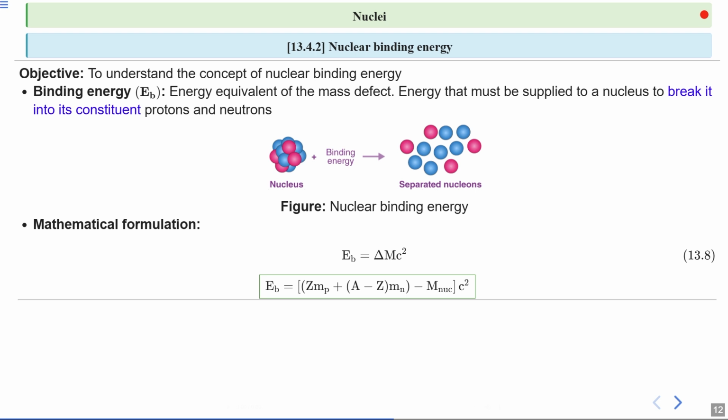Finally, we can write the formula for calculating binding energy E_B, which gives us E_B equals [Z Mp plus (A minus Z) Mn minus M_nuc], with this whole term enclosed in square brackets multiplied by C squared, where Z is the number of protons and A minus Z is the number of neutrons.